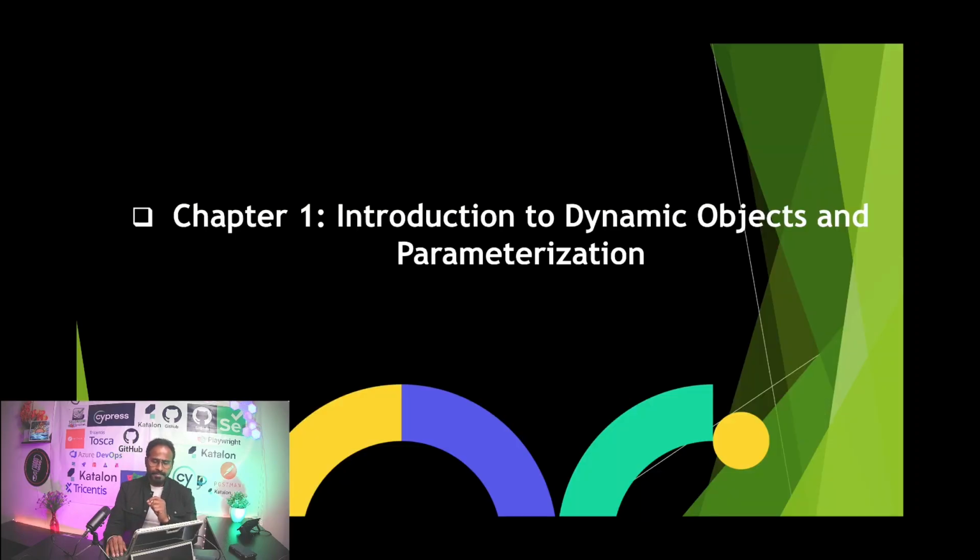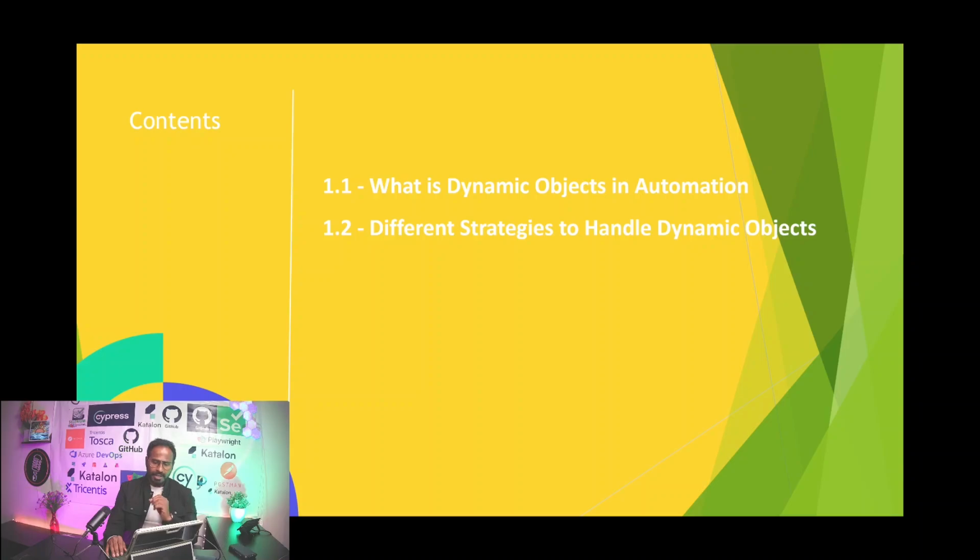The first chapter, Introduction to Dynamic Objects and the Parameterization. As part of this chapter, we are going to talk about what dynamic objects are in automation and what the different strategies are to handle dynamic objects, and we are going to understand the scenarios where we can apply the parameterization by using Katalon Studio.